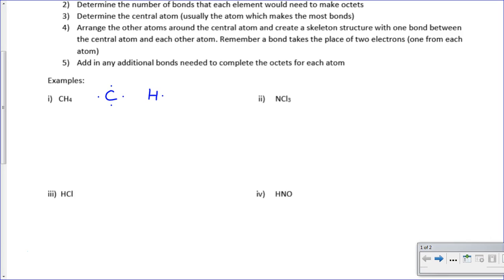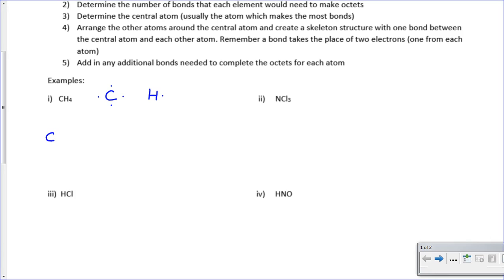And then you have to ask yourself, which one of these is probably going to be in the center? Carbon, having 4 valence electrons, wants to make 4 bonds. Hydrogen has 1 valence electron, and it wants a total of 2 to be like helium. So hydrogen only wants to make 1 bond. So the carbon is probably going to be in the middle because it has 4 electrons open for bonding, and it wants to have a total of 8 in the end, so it's going to make 4 bonds. So this is how this one will work.